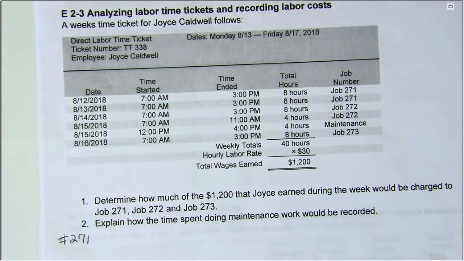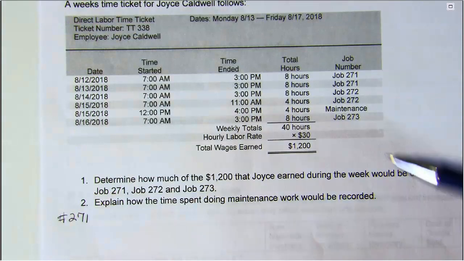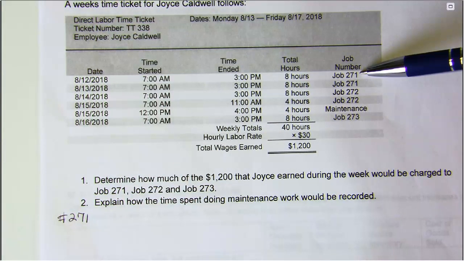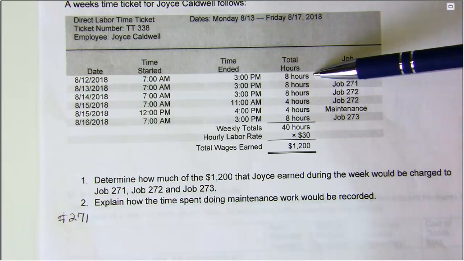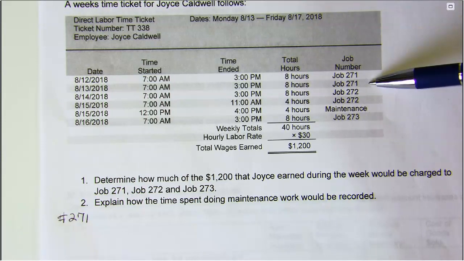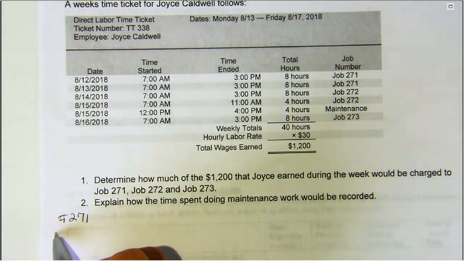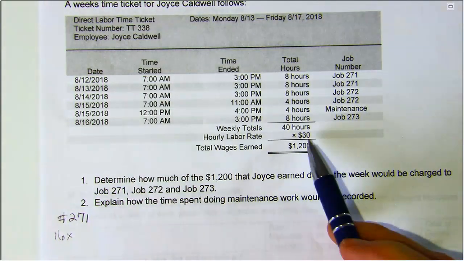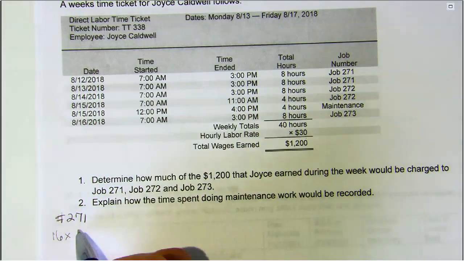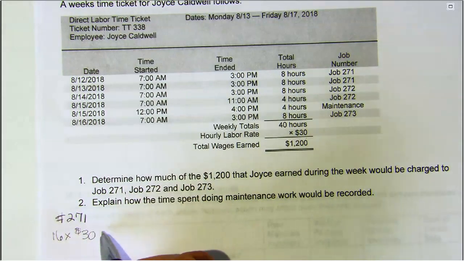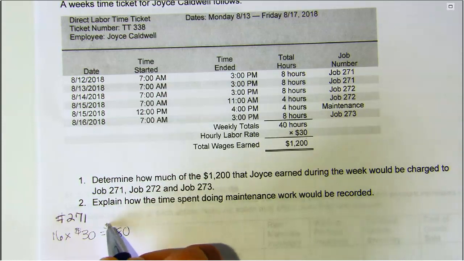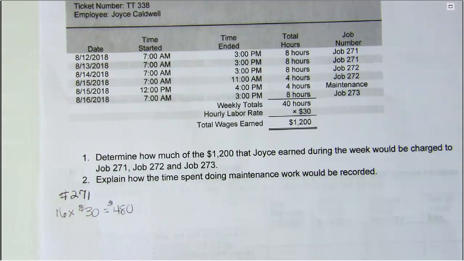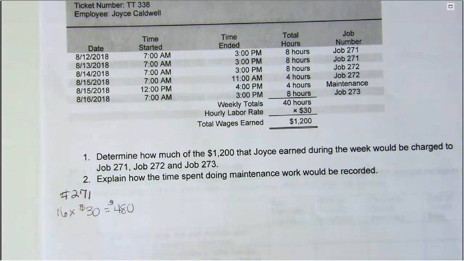So what we're going to do is let's make a little list here of each job. Let's take a look first of all at job 271. So let's see, for job 271, we worked 8 hours on August 12th, 8 hours on August 13th, and that's it, 16 hours. So we would multiply 16 hours times a rate of $30 per hour, that means $480 of direct labor would be charged to job 271. It would go on the job order cost sheet.